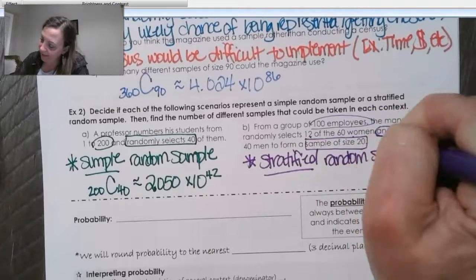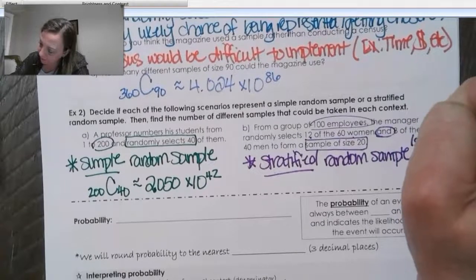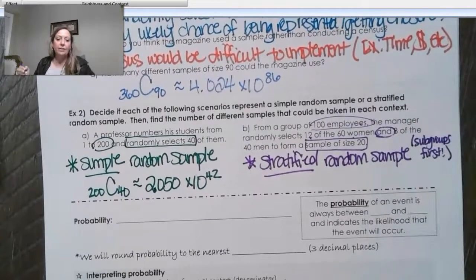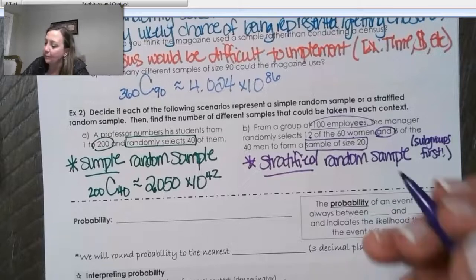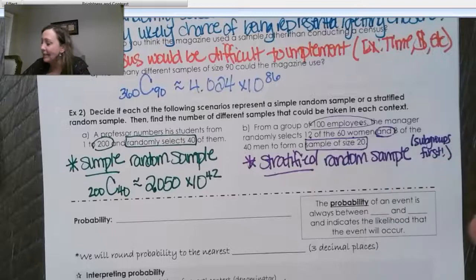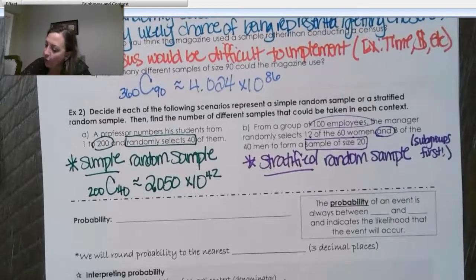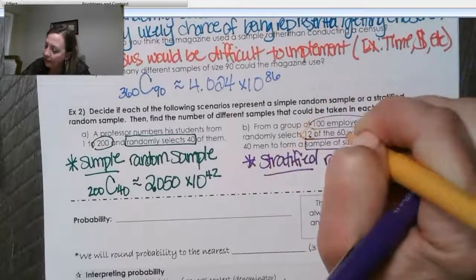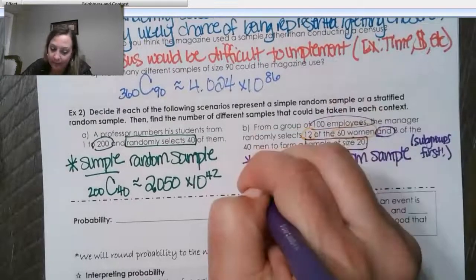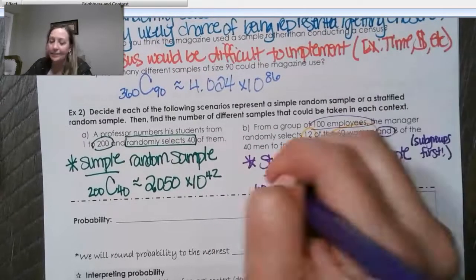Okay, and again, that's because we had subgroups first. So let's take a look at what's happening. We're surveying women and men. Let's take a look at the women part of this. The women part, we're taking 12 of the 60 women. So that means that we have 60 women and we're taking 12. Again, the order doesn't matter.